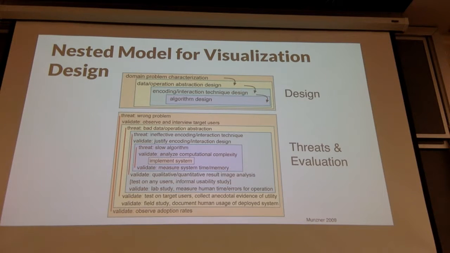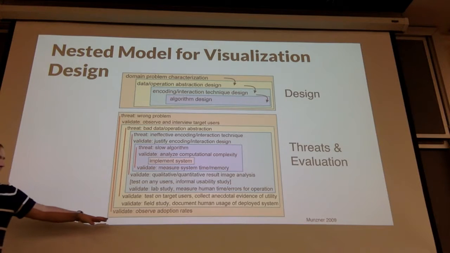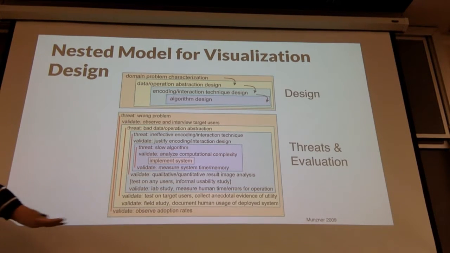And then finally, on the problem characterization level, this is a little, let's say, less formal, but you could observe adoption rates. Have you actually picked a problem that's relevant? If so, many other people might actually use your tool. So this is a very useful way to think about designing visualization and identifying these threats to validity.